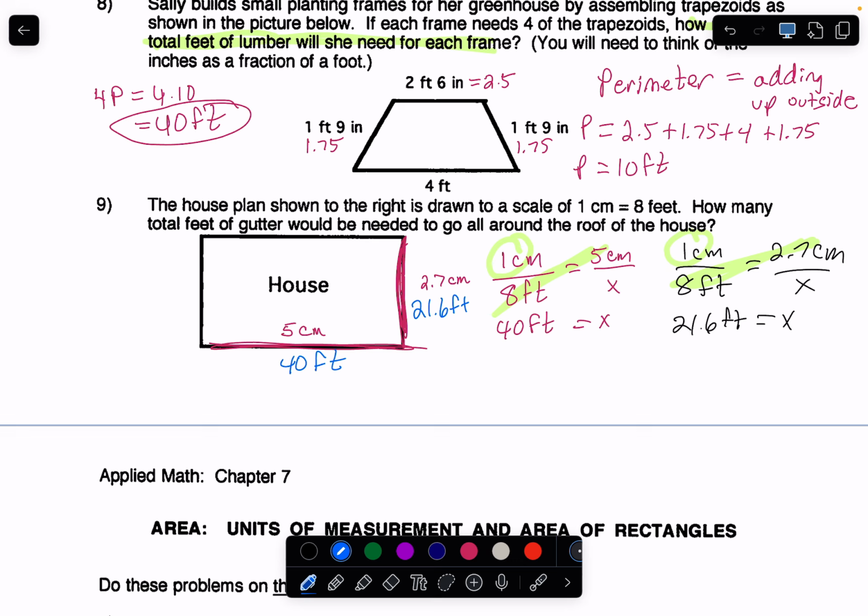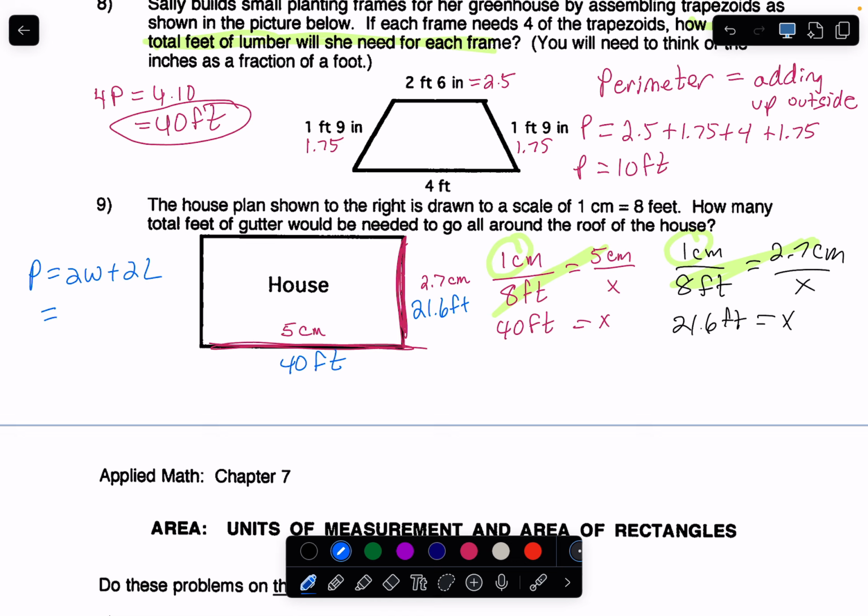How do we find the perimeter of a rectangle? You could just add them up. How many lengths do we have to get around the house? 2, right? We have a 40 here and a 40 here. How many widths do we have? 2. So that's where that formula comes from. One formula you can use is that perimeter is 2 widths plus 2 lengths. But just walking it around and going 40 and 21.6 and 40 and 21.6 works totally okay. Perimeter's a nice one because you have some options, okay?